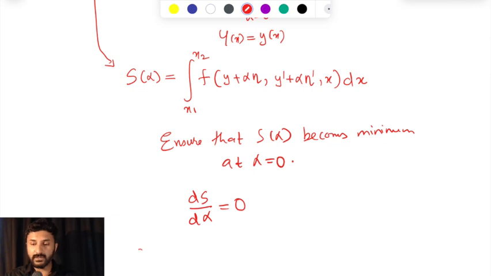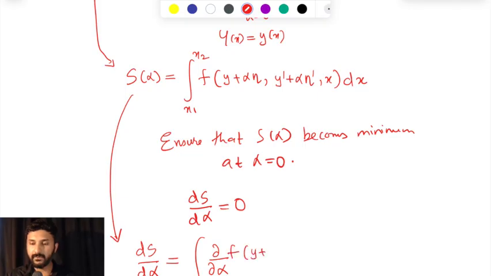So how do we do this, right? If we want to differentiate our function, the integral, with respect to alpha, we have to take a partial derivative of the function f with respect to alpha.